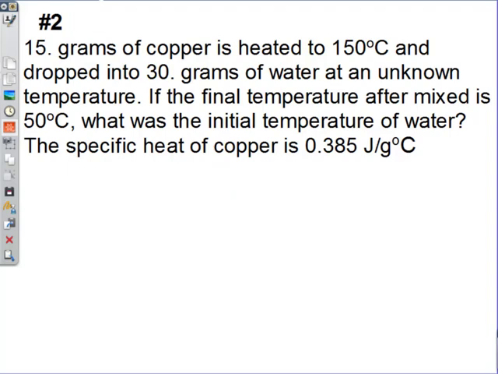Number 2, here's your number 2. You should be writing it as well. So in this problem, if you read carefully, there are 2 things. There is copper and water. So since there are 2 separate things with 2 different masses, 2 different temperatures, I have to use negative mcΔT is equal to mcΔT.